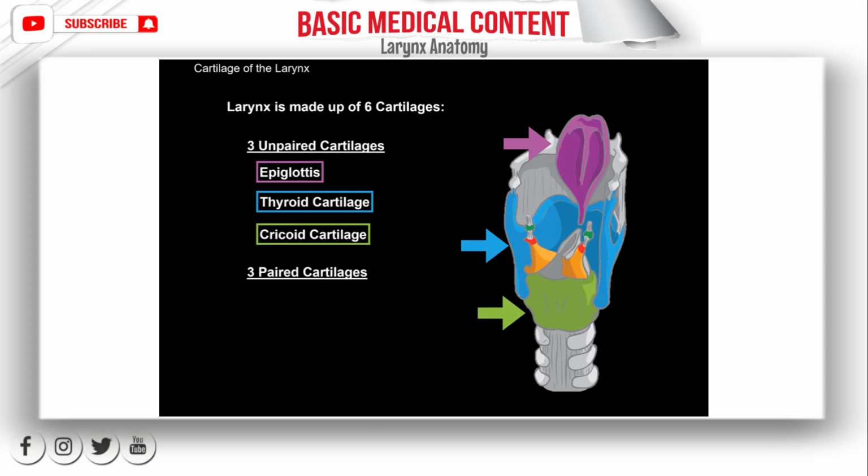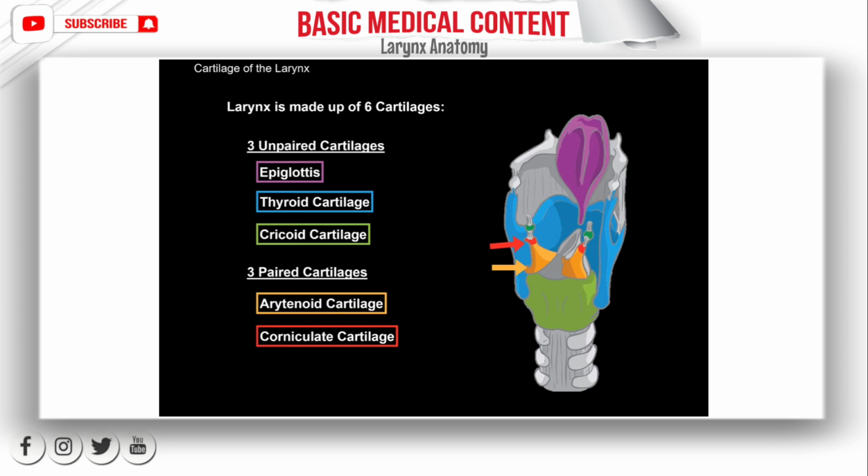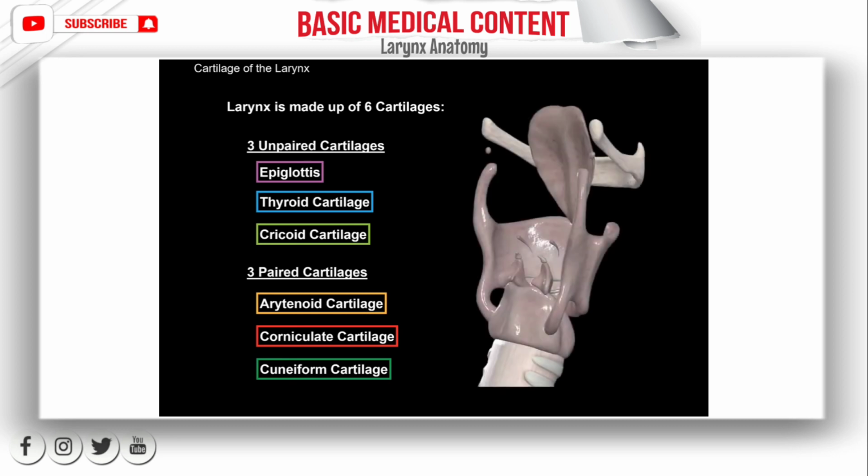The paired are the cartilages you have 2 of, so 2 of each, and these include the arytenoid cartilage here in yellow, the corniculate cartilage in red, and the cuneiform cartilage here in green. So these are the cartilages that make up the larynx. And so this is a little more realistic depiction of the larynx. We have the epiglottis, the thyroid cartilage, and the cricoid cartilage. We have the arytenoid, the corniculate, and the cuneiform cartilages. Let's now cover each of these cartilages in detail and look at their characteristics.